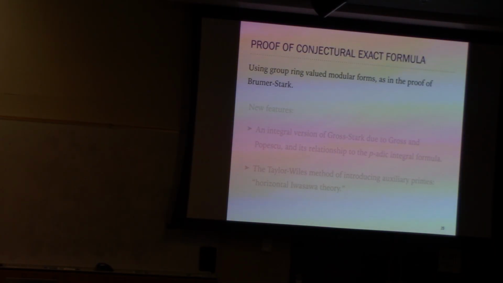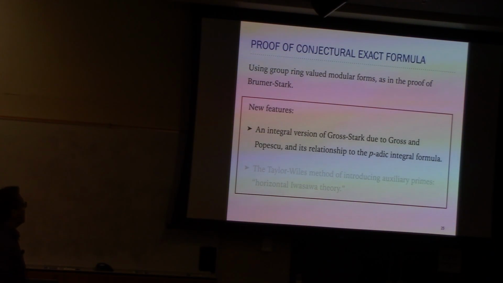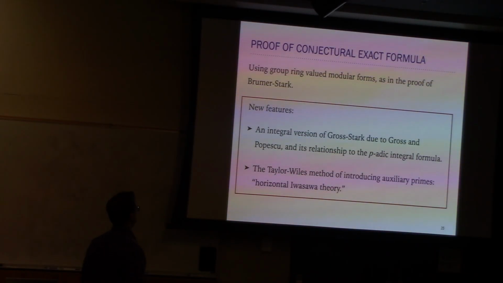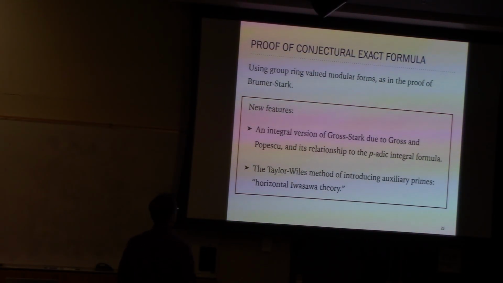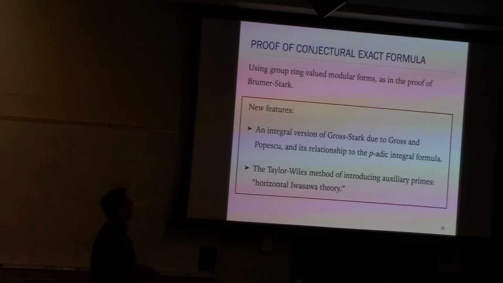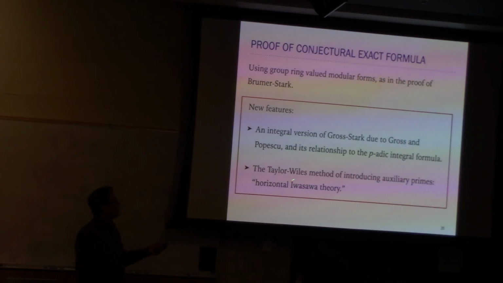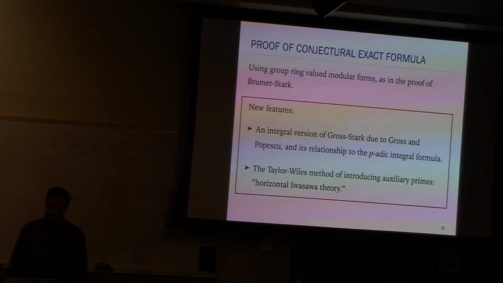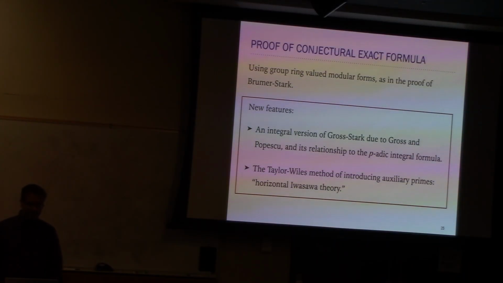Okay. Let me actually skip this. So this is what extra ingredients you need to prove the formula, more than what you used for Brumer-Stark. And I'll just say this is an integral version of a conjecture of Gross due to Popescu that we proved, Popescu and Rubin, and involved in linking the exact formula with Popescu. This conjecture is this, the Taylor-Wiles method of horizontal Iwasawa theory.